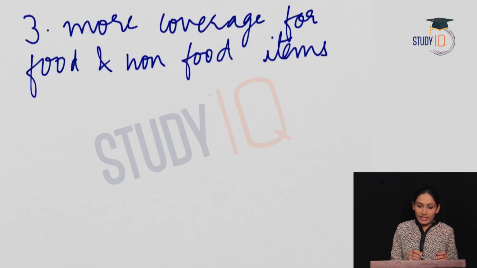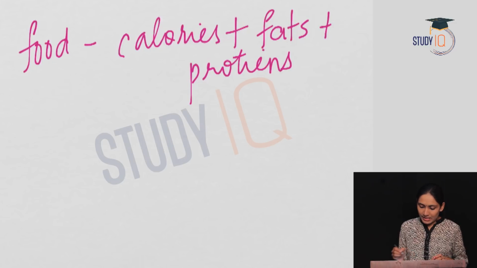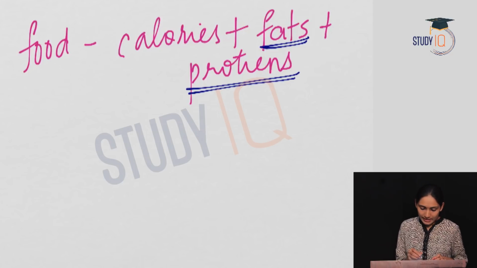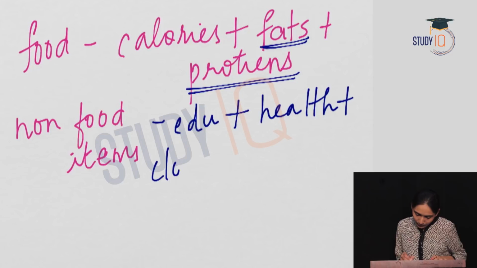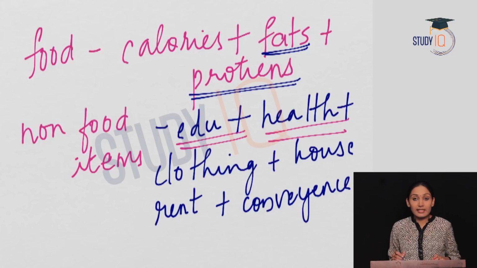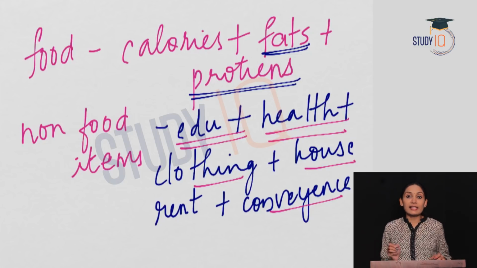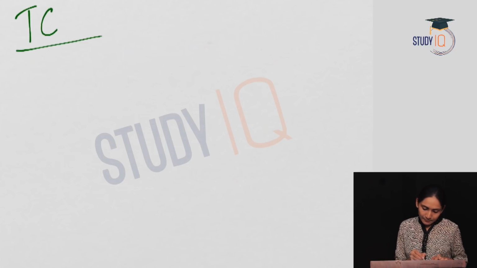In the Tendulkar Committee recommendation, we saw that education and health expenses were also added along with the calories. But here, under the Rangarajan Committee recommendations, under the food items, calories plus fats plus proteins were added. That means fats and proteins were added along with the calories. And in non-food items, this committee recommended for addition of education plus health plus clothing plus house rent plus conveyance. So the Tendulkar Committee has already recommended for education and health. This committee added clothing, housing and conveyance along with education and health. The Rangarajan Committee recommended for addition of more items into food as well as into the non-food items in the consumption expenditure basket.